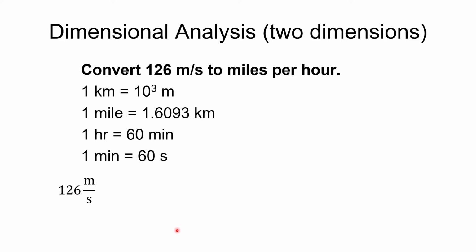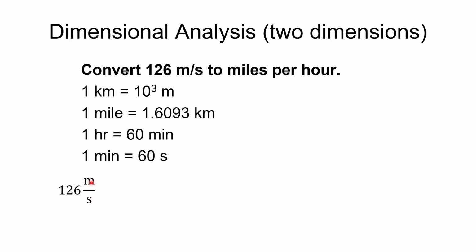So first, we've got the 126 meters per second. When I'm doing a problem like this, when I've got 2 units to convert, I always prefer to convert the unit that's up on top first. You don't have to do it that way, but since we're converting meters into miles and we have meters per second, I always do the one that's up on top first, just so I'm consistent and always doing it the same way.